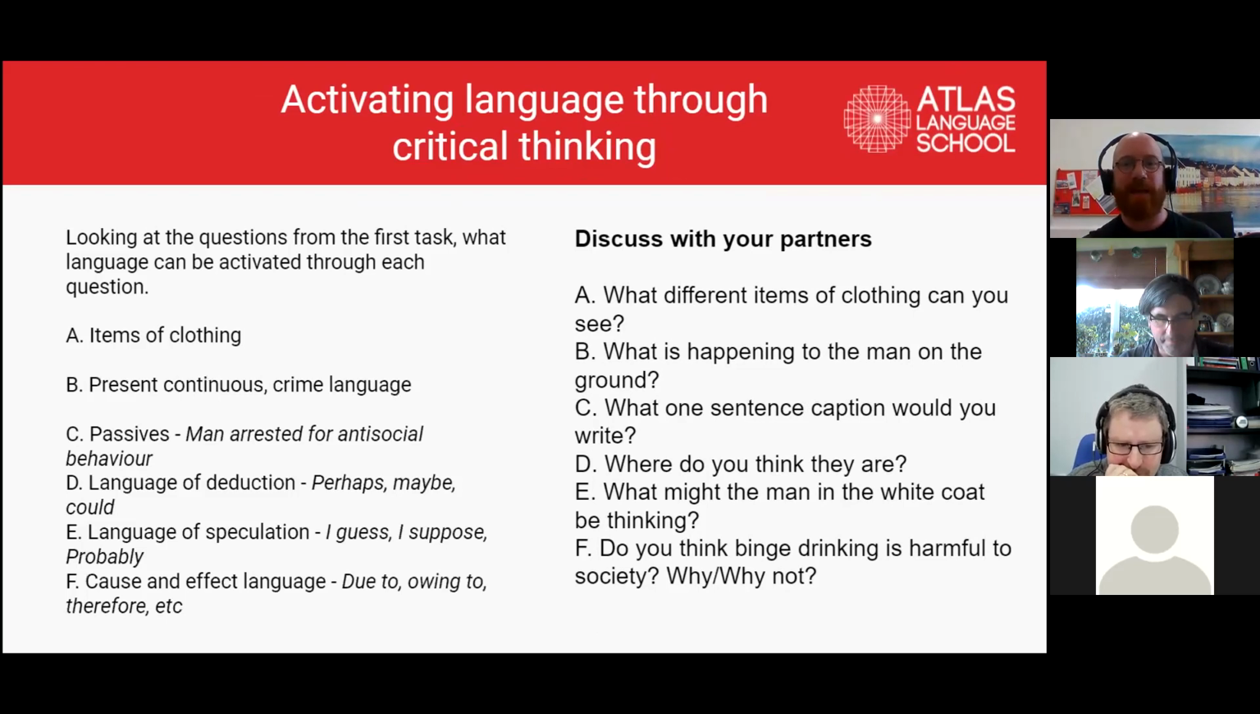Okay, so for example, what different items of clothing can you see? Items of clothing, of course. What is happening to the man? Present continuous, crime language. Write a one sentence caption. What one sentence caption would you write? Passives, man arrested for antisocial behavior. And because we're using passives with crime, they generally go together. Where do you think they are? Language of deduction, perhaps, maybe, could. What might the man in the white coat be thinking? Language of speculation, I guess, I suppose, probably. Do you think binge drinking is harmful to society? Why or why not? Cause and effect, due to, owing to, therefore. So once again, with this, we can preempt what language we want to activate in our learners.